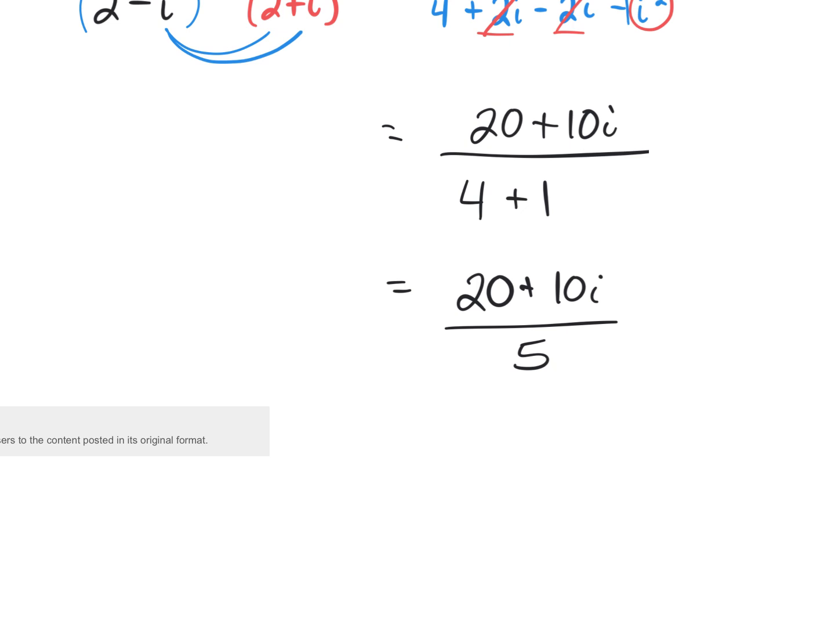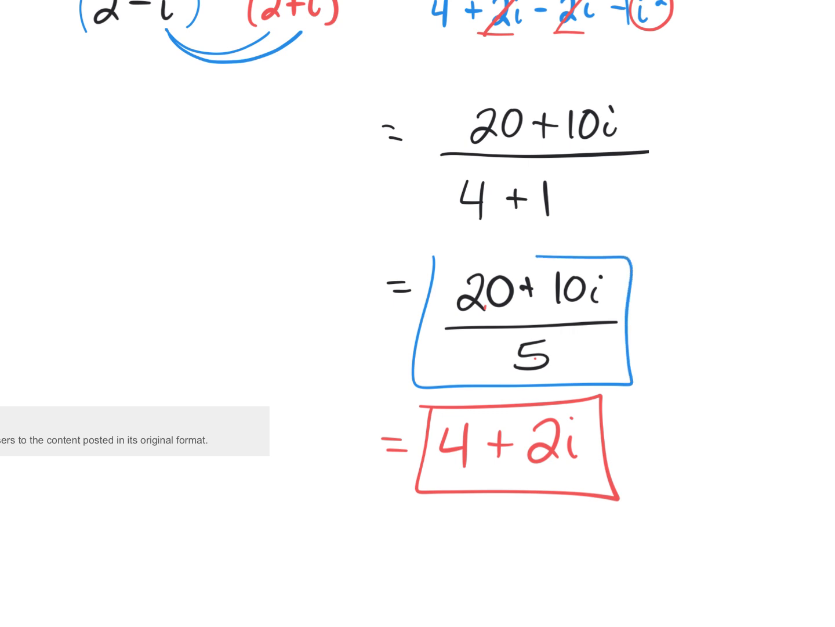Simplify, yep. How many times does 5 go into 20? 4. How many times does 5 go into 10? 2, and then we still have i. Okay, if you get to this step right here, that is perfect. But let's work our way to get to that step.